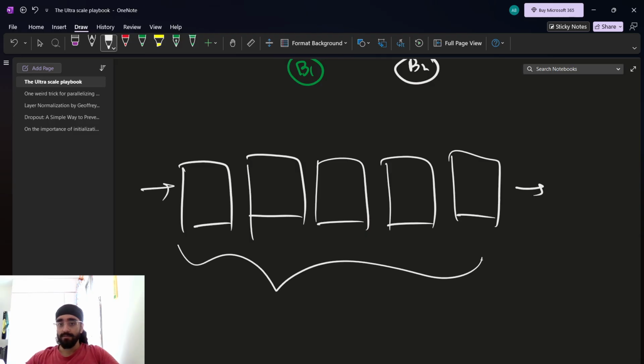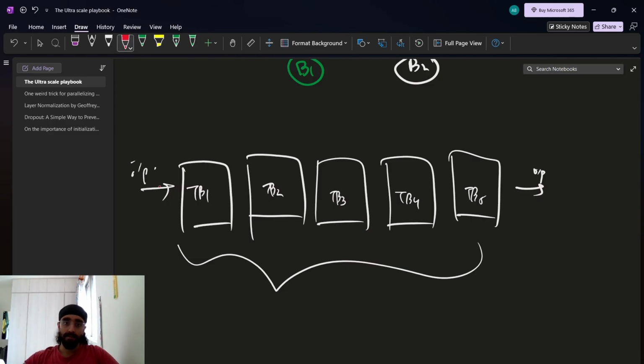Let's say this is for a transformer. This is transformer block 1, transformer block 2, transformer block 3, transformer block 4, transformer block 5. Input, output. X1, X2, X3, X4, X5. Now, in the naive setting, we would store X1, X2, X3, X4, X5 for the backward pass.